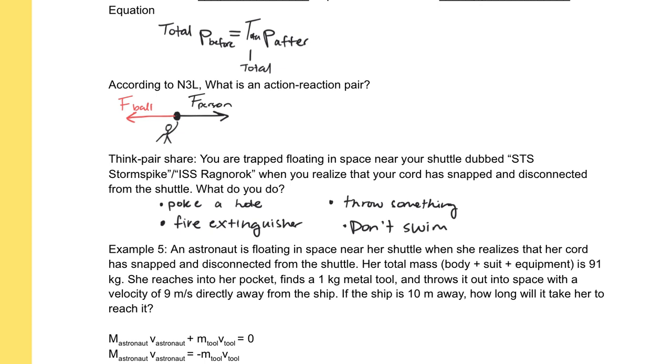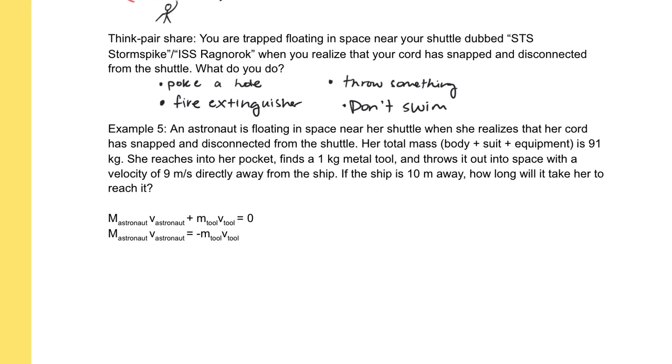Okay, so that leads us to our question. An astronaut is floating in space near her shuttle when she realizes her cord has snapped and disconnected from the shuttle. Her total body mass, which is her body, suit, and equipment, is 91 kilograms. So she reaches into her pocket and finds a 1 kilogram metal tool, throws it out into space with a velocity of 9 meters per second directly away from the ship. If the ship is 10 meters away, how long would it take for her to reach it?